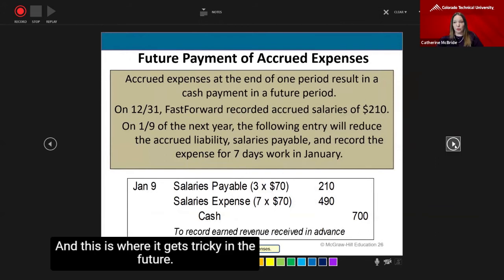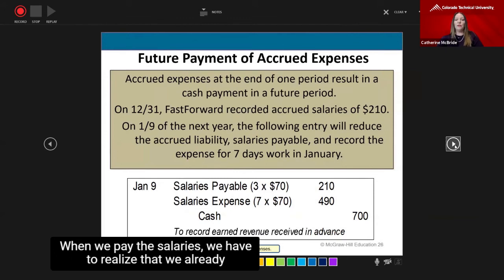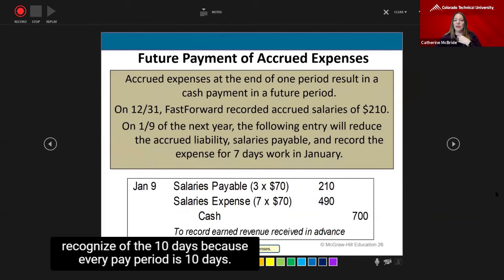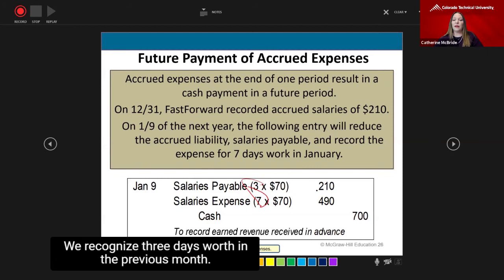In the future, and this is where it gets tricky, when we pay the salaries, we have to realize that we already recognized part of the 10 days, because every pay period is 10 days, right? We recognized 3 days' worth in the previous month. So we already recorded the expense for these 3 days last month.